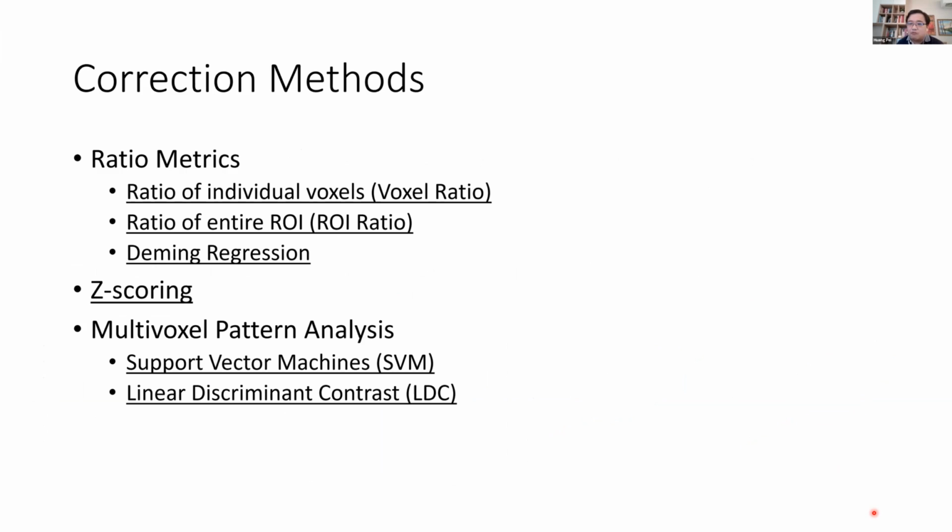Okay, so with our simulation setup, we chose these six methods to evaluate. Of these, some have been used in the past, while some are more novel. For example, Deming regression is a method proposed by us as an improvement to the ROI ratio metric previously used. So we can broadly classify these metrics into three groups: the ratio metrics, z-scoring, and multi-voxel pattern analysis methods. So the six underlying methods are what was used in our simulation.